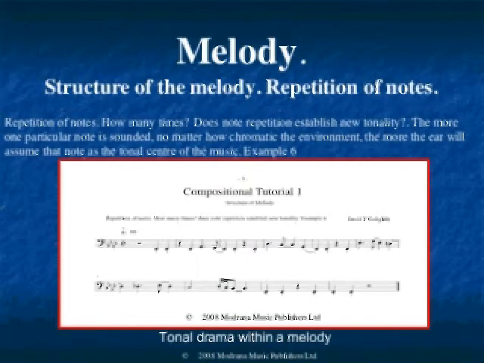Structure of melody, repetition of notes. How many times does note repetition establish a new tonality? The more one particular note is sounded, no matter how chromatic the environment, the more the ear will assume that note as the tonal center of the music. Example 6.